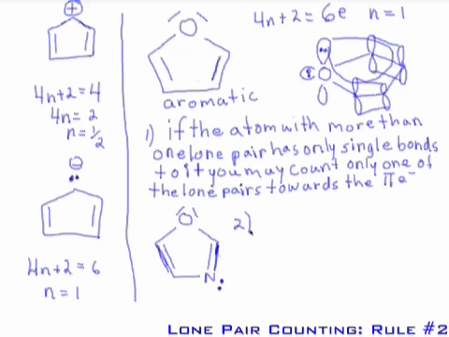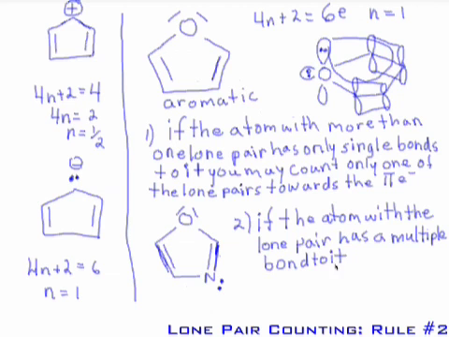Rule 2: if the atom with the lone pair has a multiple bond to it, you cannot count that lone pair. So if I apply rules 1 and 2 to this molecule, because there's a pi bond, I can't count that lone pair. The reason is that lone pair will be in an sp squared orbital just like this one is. The 2p orbital that's available is used in the pi bond. So the lone pair can't be in the 2p orbital that's creating the pi bond.